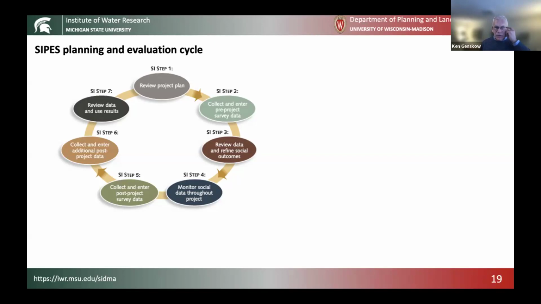Step 4 is monitoring social data throughout the project. So as things are being implemented, are these things changing? Are workshops being attended, for example? Are demonstrations, if they're part of a program, being attended? A combination of information that can help you monitor throughout a project. And then after the end of a project, again, collecting data. Step 6, entering all of this and doing some analysis. Step 7, reviewing, and then repeating for areas that are maybe for longer term projects.